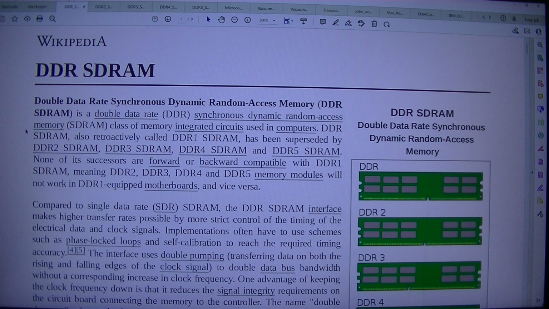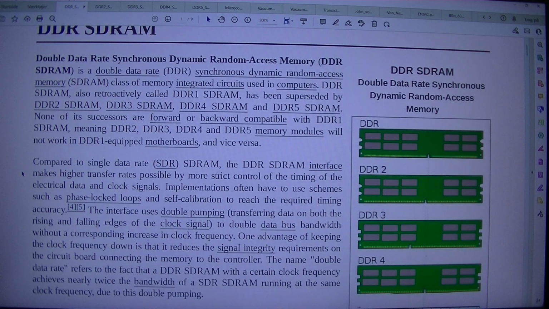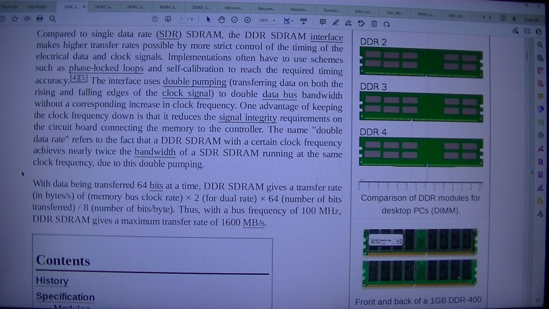Compared to single data rate (SDR) SDRAM, the DDR SDRAM interface makes higher transfer rates possible by more strict control of the timing of the electrical data and clock signals. Implementations often have to use schemes such as phase-locked loops and self-calibration to reach the required timing accuracy. The interface uses double pumping, transferring data on both the rising and falling edges of the clock signal, to double data bus bandwidth without a corresponding increase in clock frequency. One advantage of keeping the clock frequency down is that it reduces the signal integrity requirements on the circuit board connecting the memory to the controller.